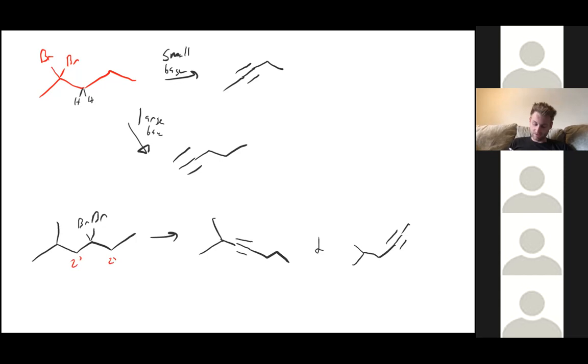Or sorry, if your Brs are splitting, so if you have this pattern here, because you have such a nice induction, this is always going to lead to a product where your triple bond is going to form in between the two of them.